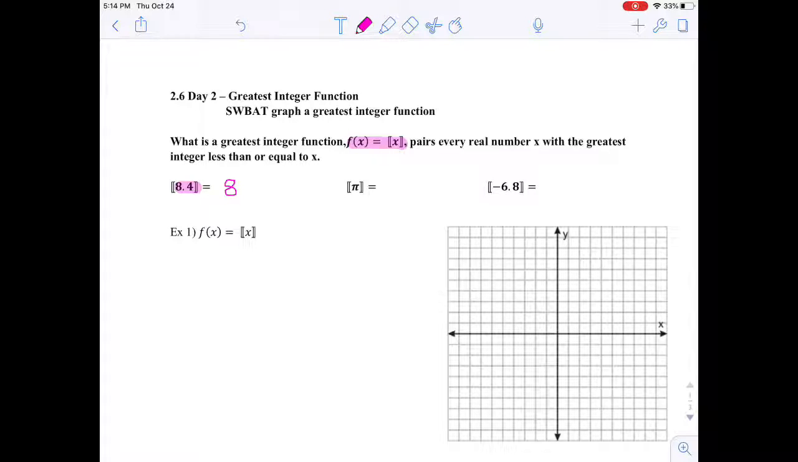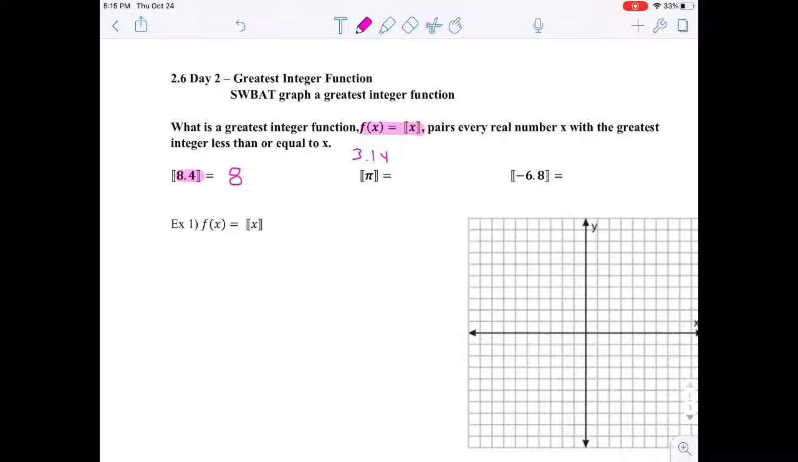Then we have pi. When we think about pi, pi is 3.14156 and so on, non-repeating. And again, the greatest integer less than or equal to that would be 3. And then for negative 6.8, the greatest integer less than or equal would be negative 7. Okay, so that just means that we're going to be dealing with integers as all of our y values when we look at these problems.